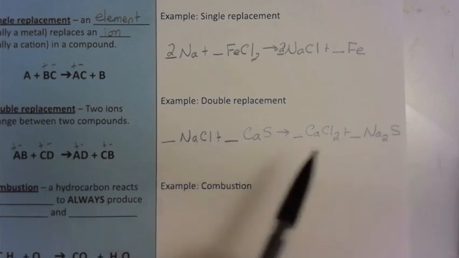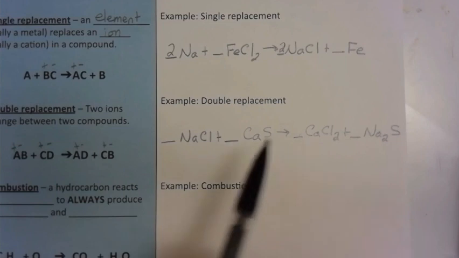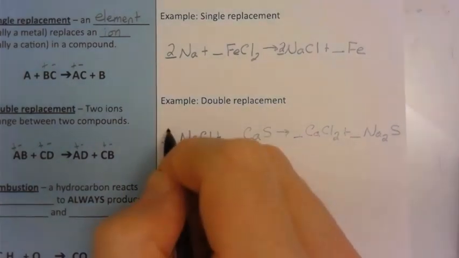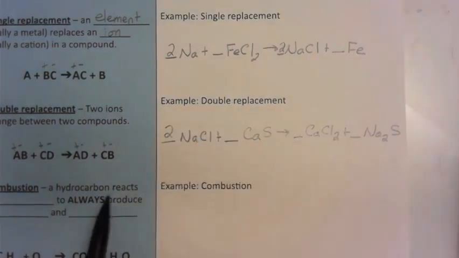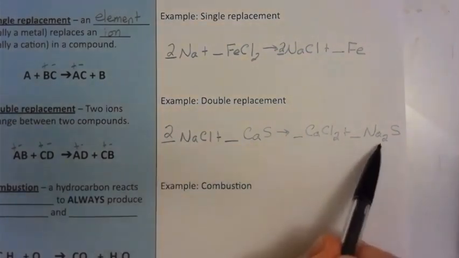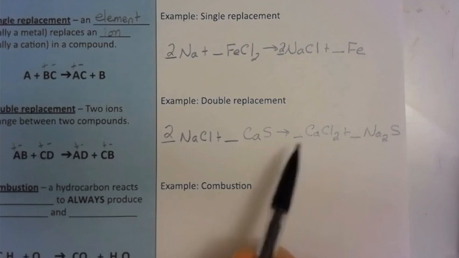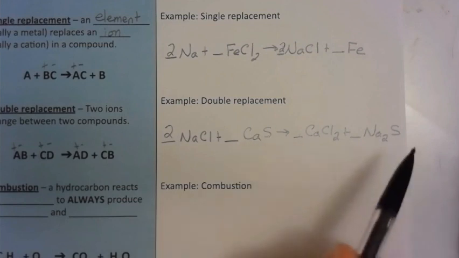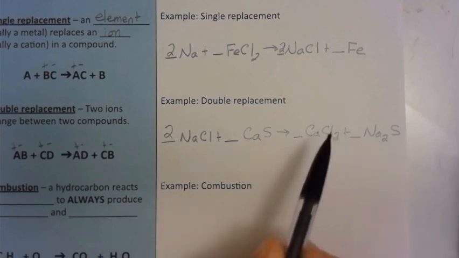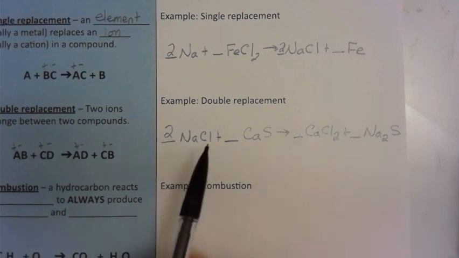But for the balanced process, if we have 2 chlorines coming out, that means we need 2 chlorines going in. And by doing that, that gives us the 2 sodiums coming out. And we've got 1 calcium, 1 calcium, 1 sulfur, 1 sulfur, 2 sodiums and 2 chlorines, 2 sodiums and 2 chlorines.